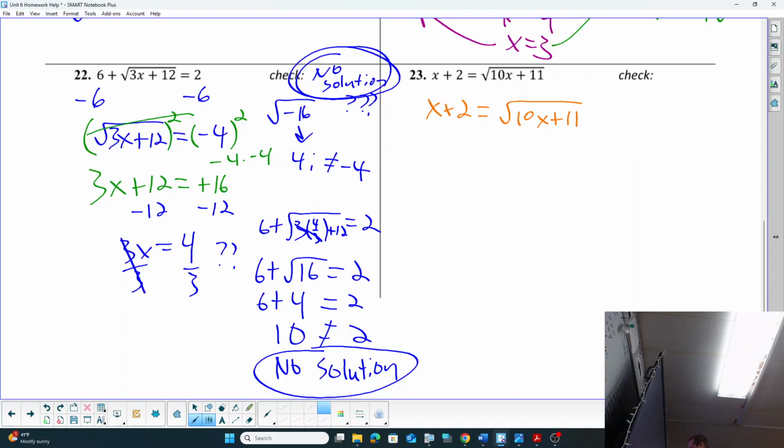Gladly. So then we're going to go ahead and square both sides to get rid of the square roots. Now, careful now, be careful. Don't forget the middle terms.